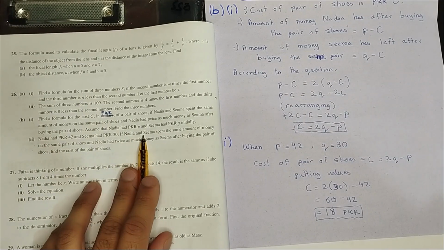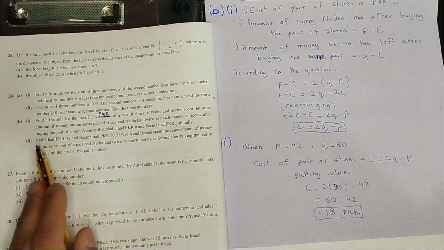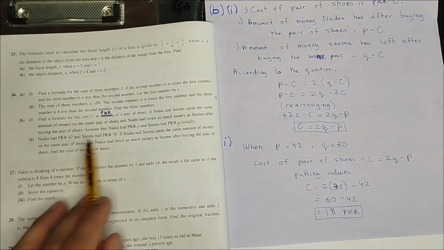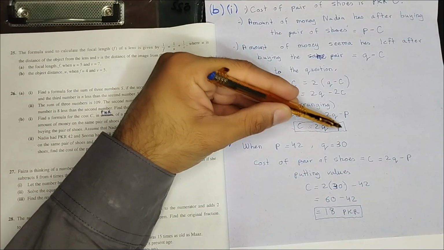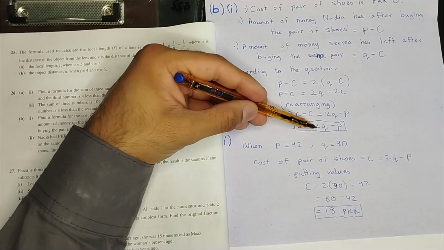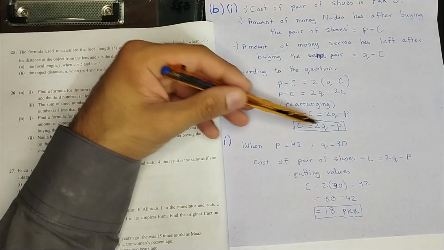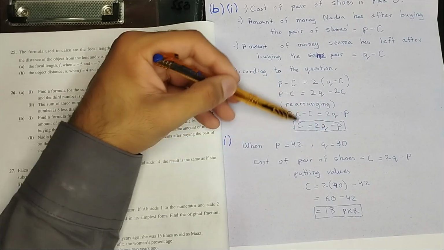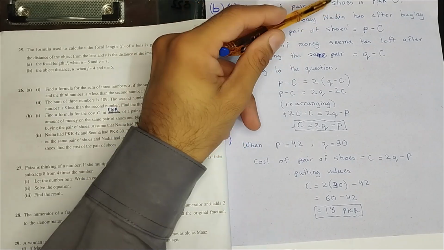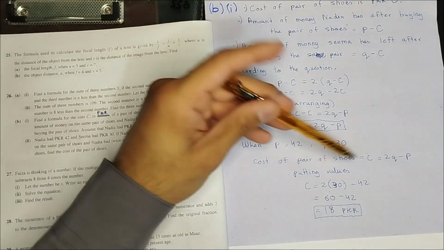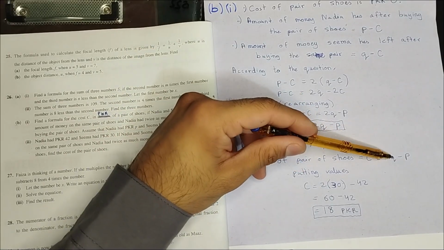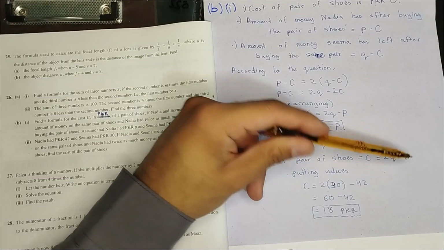If Nadia and Seema spent the same amount of money on the same pair of shoes, and basically this repeats itself. What's important right now is that you got the value of Q and the value of P, and you have the formula as well. C is equal to 2Q minus P. The value of P is given, the value of Q is given, and you have to find the value of C. C is the cost of the pair of shoes, which is equal to 2Q minus P. You're going to put in the values of Q and P.